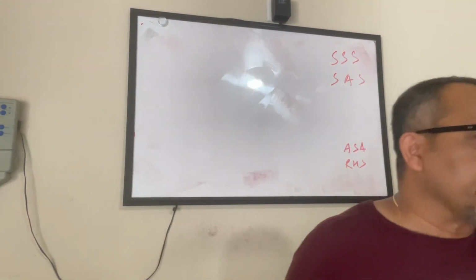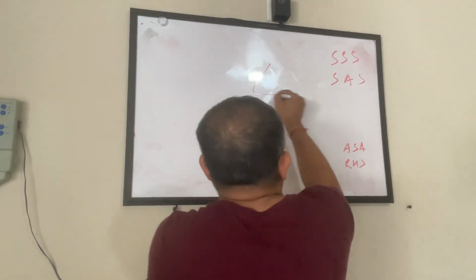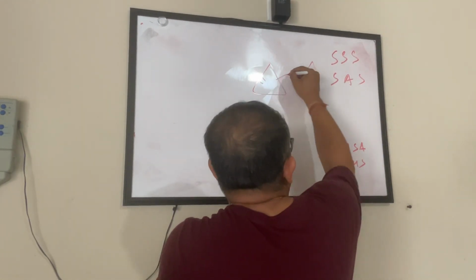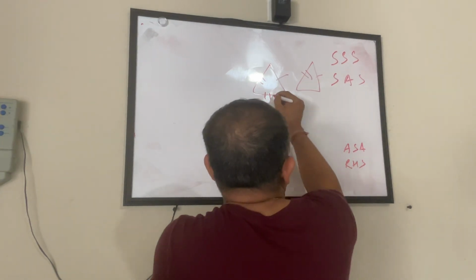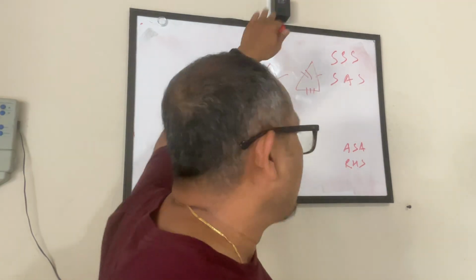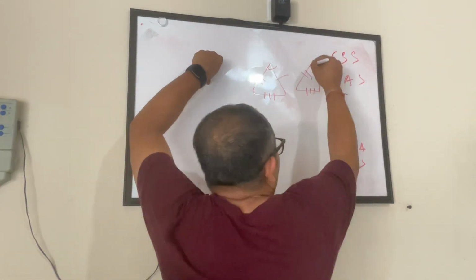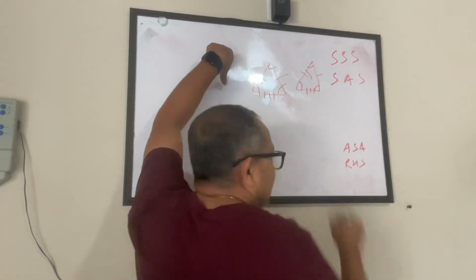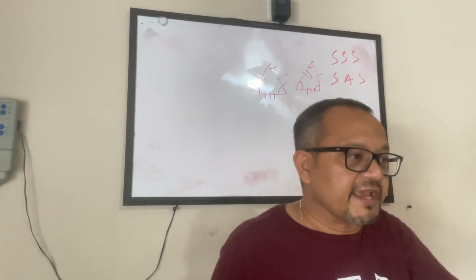So we looked at theorem SSS, meaning when the 3 sides of the two triangles are the same. This triangle and this triangle: this side is the same as this one, this side is the same as this one, and this side is the same as this one. They are congruent. And when they are congruent, that means the angles will also match. Okay? So that was SSS.